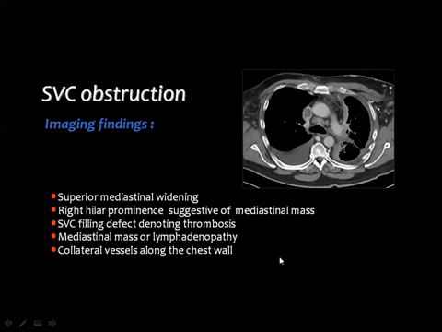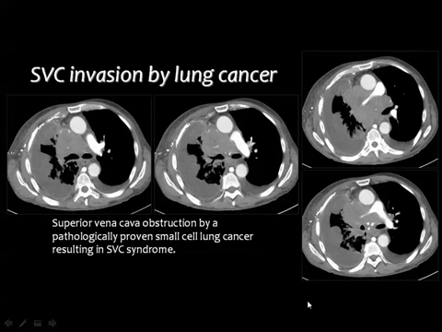Then by CT you can verify the existence of the mass, and you can see the filling defect or the non-opacified lumen of the superior vena cava presenting the thrombus. Remember that in cases of venous thrombosis, the wall of the vein is usually enhancing due to its blood supply through the thrombus. Because of the obstruction, you may see collateral veins along the chest wall.